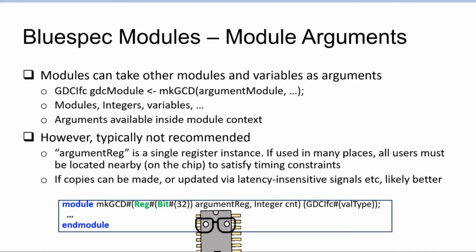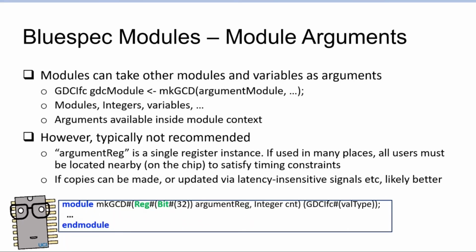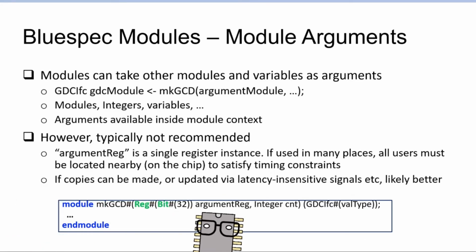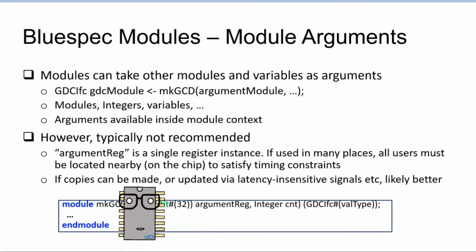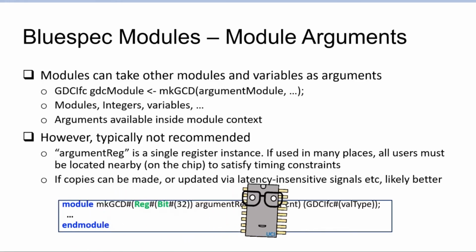So if 200 modules all take this one register as a parameter, then these 200 modules plus this argument reg need to be located close enough on the chip to have a single cycle communication between them. And sometimes that can be detrimental. So typically something like this is not highly recommended. If copies can be made or updated via latency-insensitive signals, etc., that's likely a better solution.